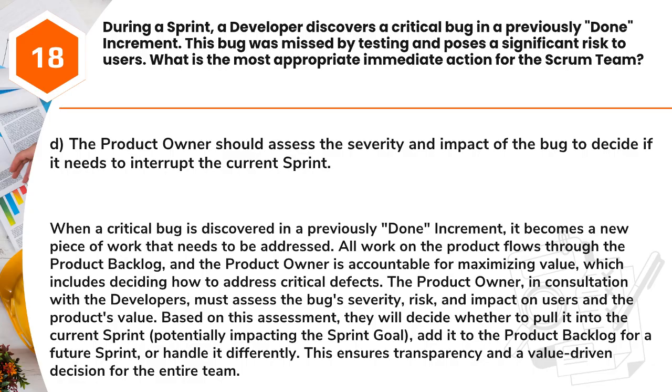The product owner, in consultation with the developers, must assess the bug's severity, risk, and impact on users and the product's value. Based on this assessment, they will decide whether to pull it into the current sprint, potentially impacting the sprint goal, add it to the product backlog for a future sprint, or handle it differently. This ensures transparency and a value-driven decision for the entire team.